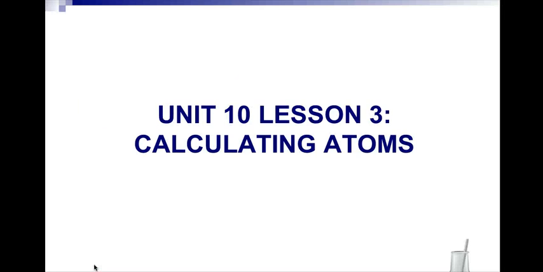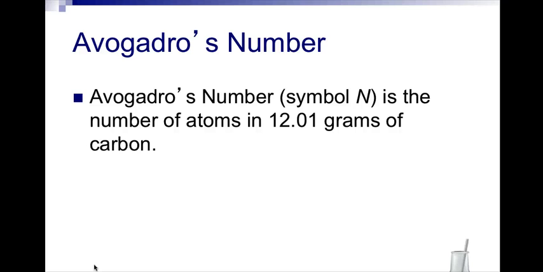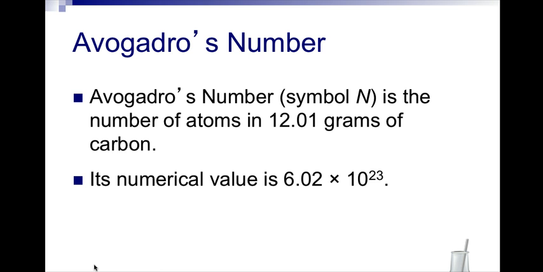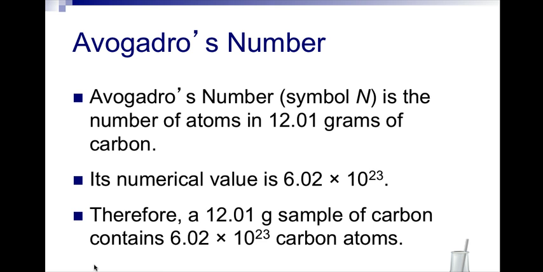Unit 10, Lesson 3, Calculating Atoms. Avogadro's number is what we use to convert between moles and atoms. And so we know that the number of atoms in 12 grams of carbon is the same as saying that there is 6.02 times 10 to the 23 atoms in a mole of carbon.